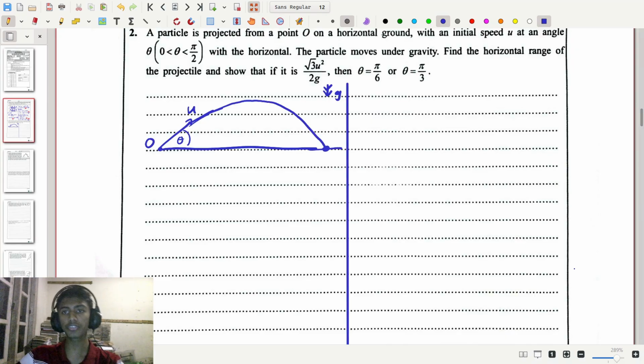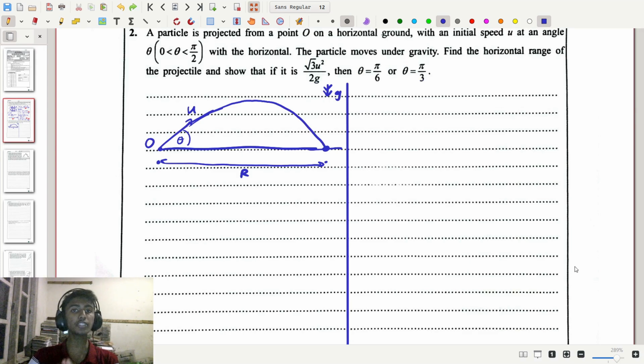Now the question says, find the horizontal range of the projectile and show that if it is equal to square root of 3 u squared over 2g, then theta is either pi by 6 or pi by 3 radians. Now the horizontal range is referring to the horizontal distance travelled from the starting point to the ending point. So it's referring to this distance right here, which I'm going to label with capital R. So this is the horizontal range. What we need to do first is find the horizontal range, and then if it's equal to this, we need to show that theta could either be pi by 6 or pi by 3 radians.